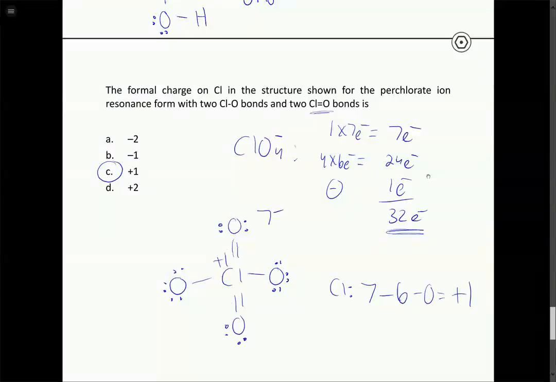And we can also verify that these two oxygens with single bonds are -1, so the sum of the formal charges does equal the overall charge, which is -1. But here we only needed the charge on chlorine, and so we calculated that to be +1.